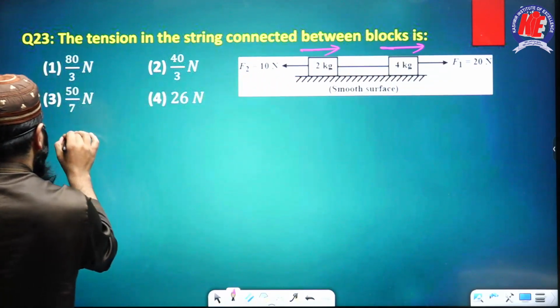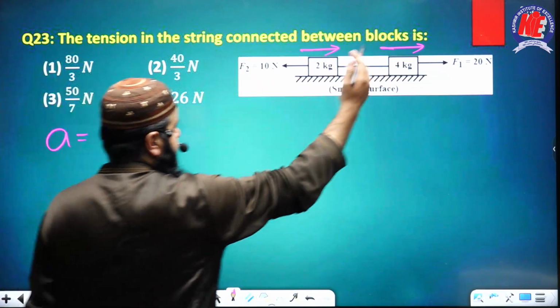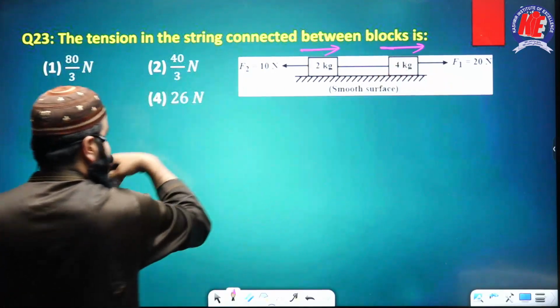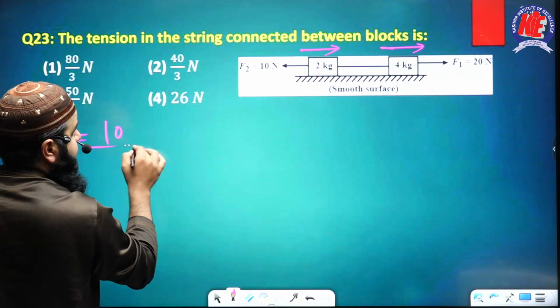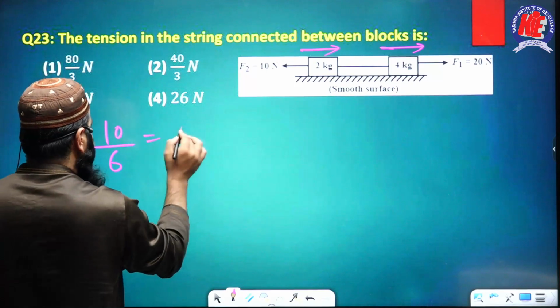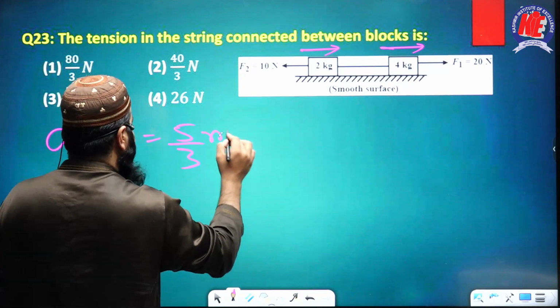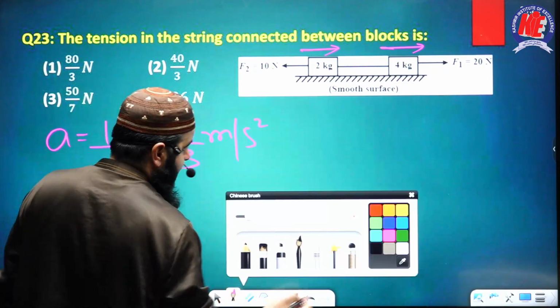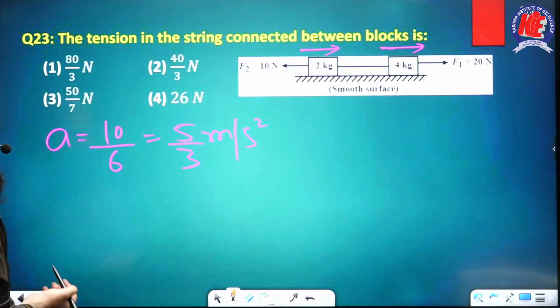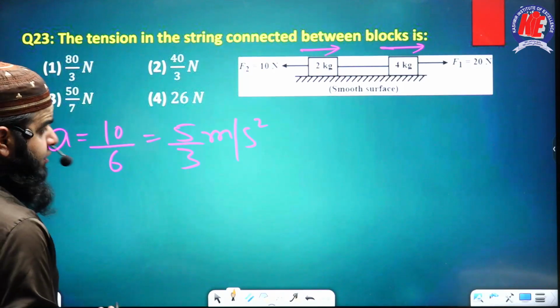right. Suppose the acceleration a, that will be given by the net force, 20 towards right, 10 towards left, so the net will be 10 only. There will be total mass 4 plus 2, that is 6, which is same as 5 upon 3. We are in the SI units, meter per second square, 5 by 3 meter per second square. अब आपको क्या चाहिए? टेंशन.